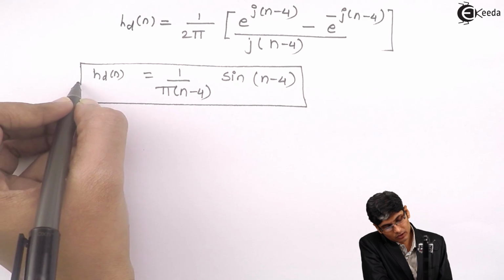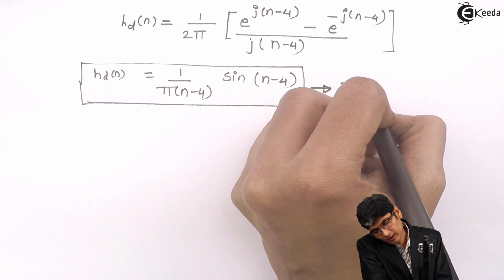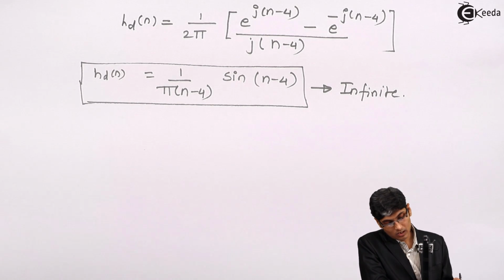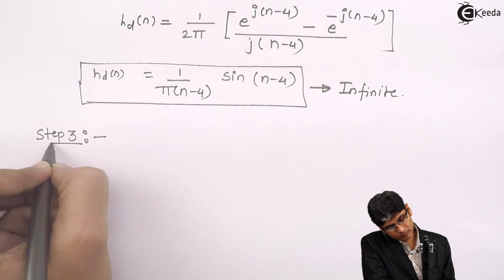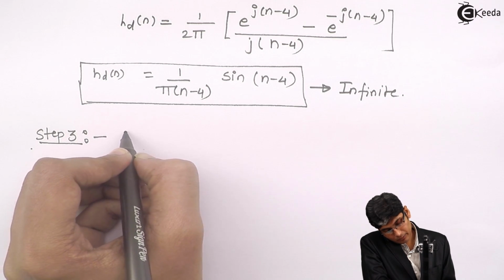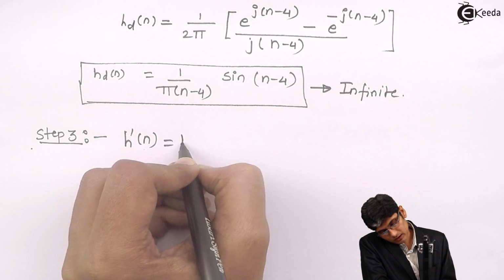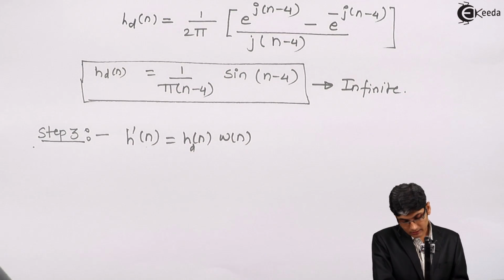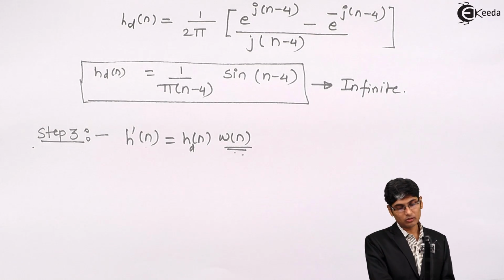So once we have done with hd of n, now the next step, this will be infinite, right? Because my n doesn't have any limits on it. Then we have to apply step 3, which states that I need to obtain a finite h of n, which we say is h dash of n, which is nothing but hd of n into w of n. So with this given, I wanted to know what is my w of n.